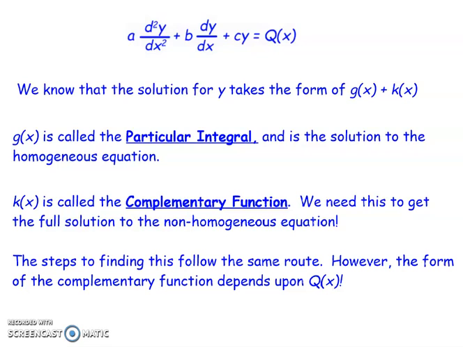Now the overall set of steps to solve these follows the same route. The big part that causes a change is whatever the form of q of x is, because the particular integral depends upon that. So for example, if my q of x is an exponential, I can't have a particular solution that's a quadratic. It just wouldn't work. So we have to take that into account.